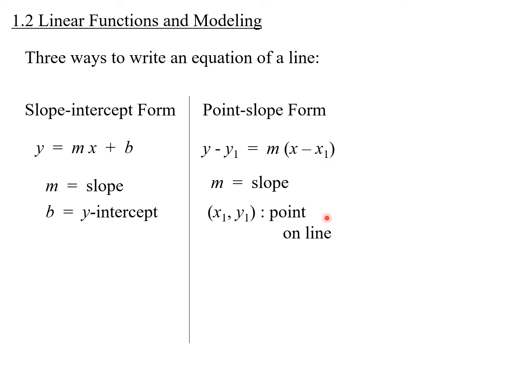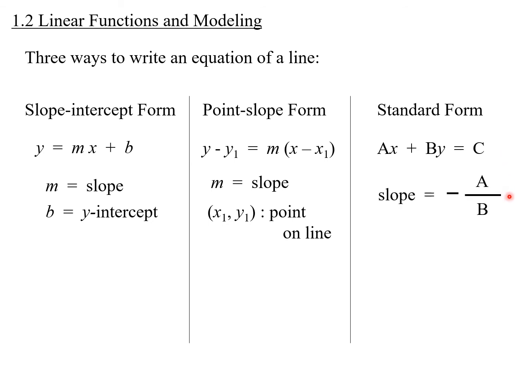A third way that we could write an equation of a line is in standard form. Standard form has the general equation of ax plus by equals c, where a, b, and c are constants. As it turns out, the slope of this line will be negative a over b, and the y-intercept of this line will be c over b. So these are the ways that we can write the equation of a line, and each has its applications where it's the best form to use.